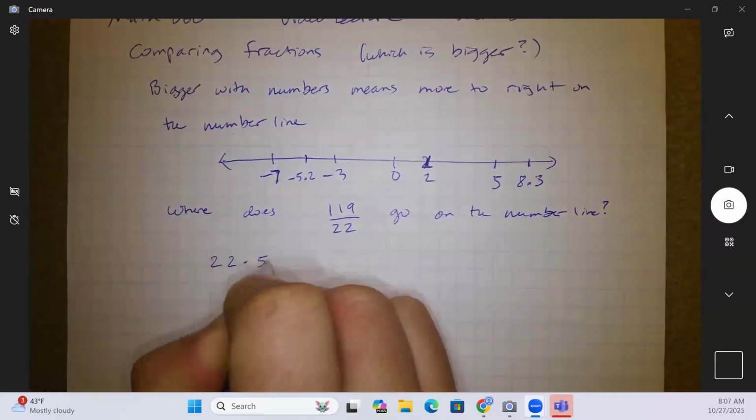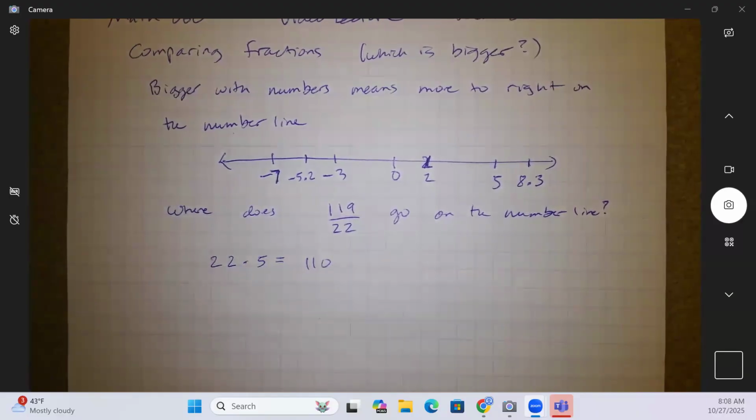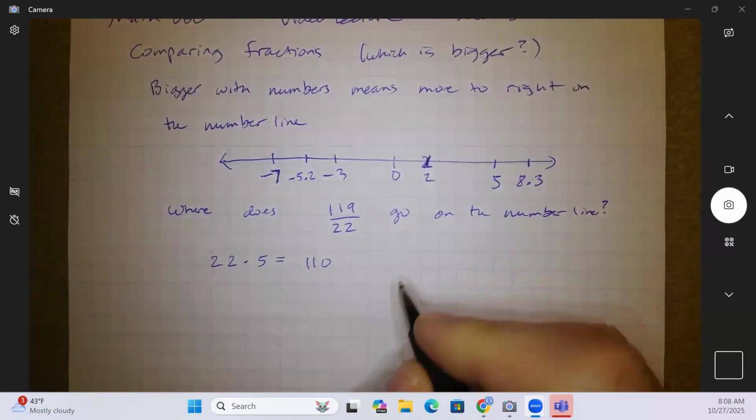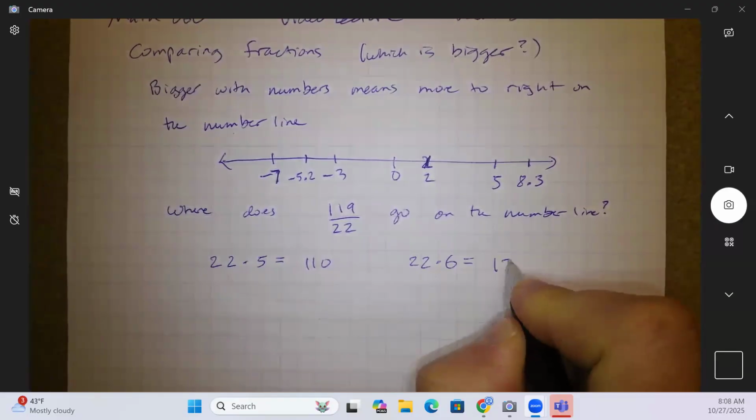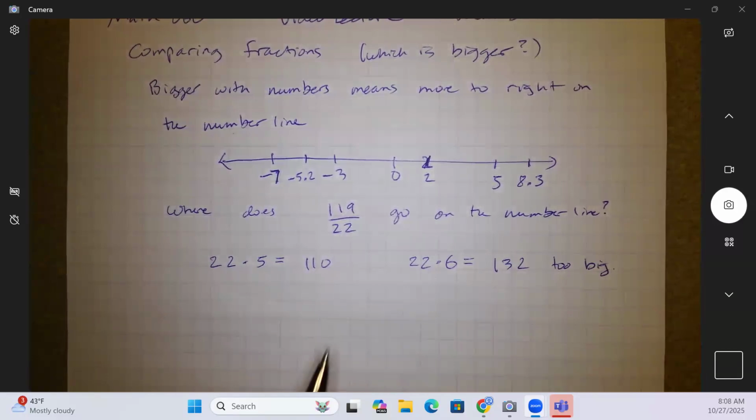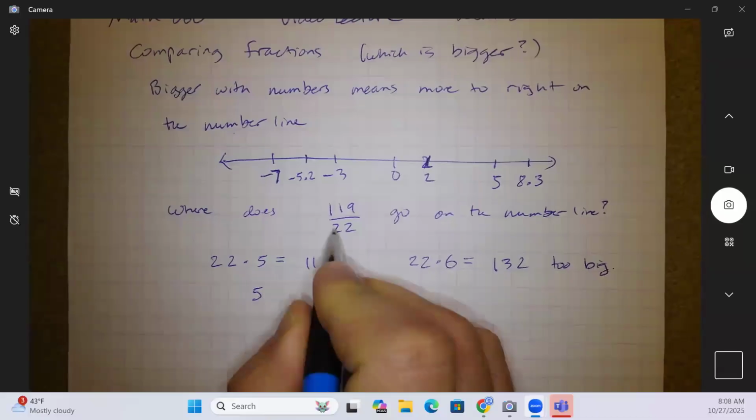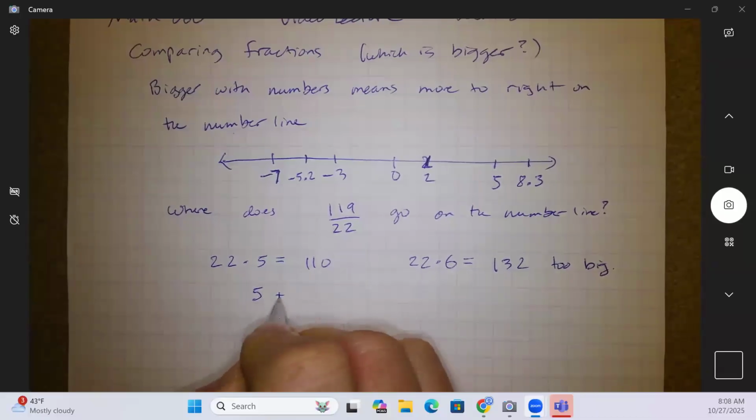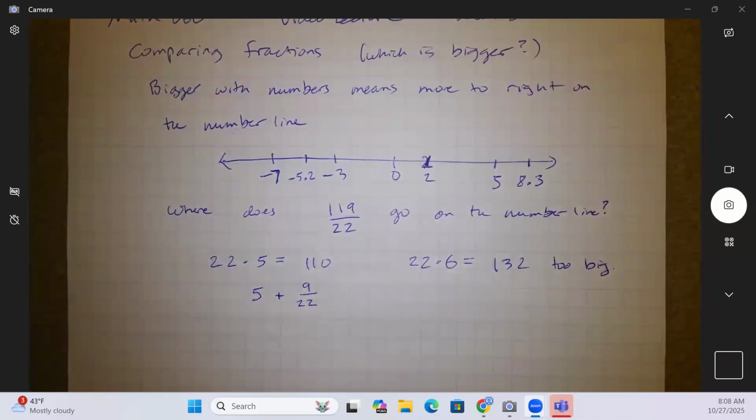I say, well, 22 times 5, that's 110. So that's not quite enough. And 22 times 6 is going to be 132. That's too big. So I know it's going to be between 5 and 6. Generally, that's enough for me. And if I want to be really picky, that's 5, which is 110, plus 9 more of those 22nds.